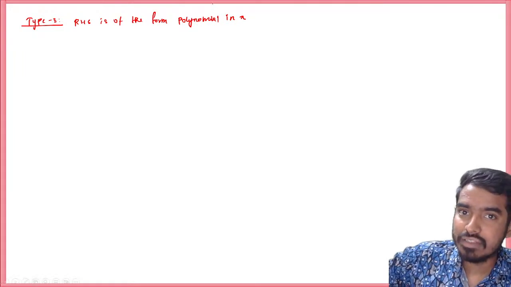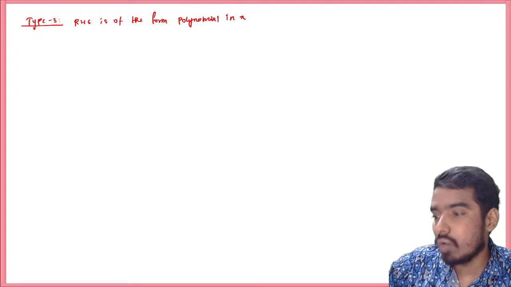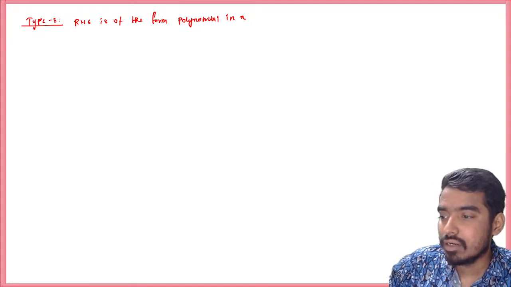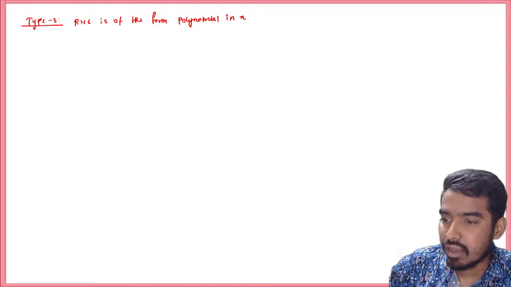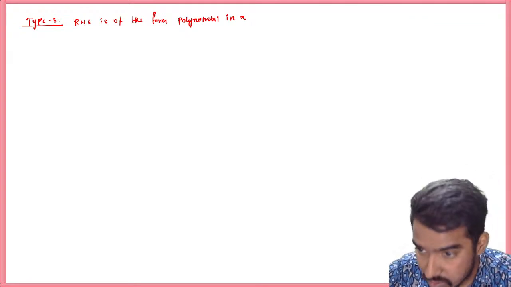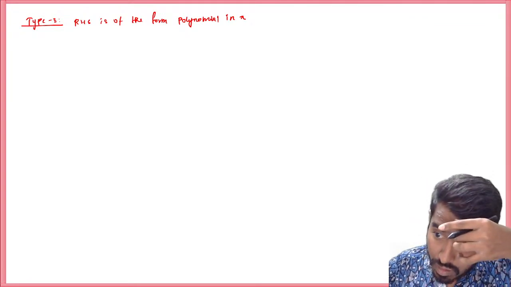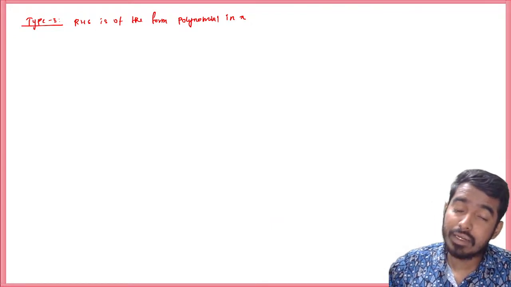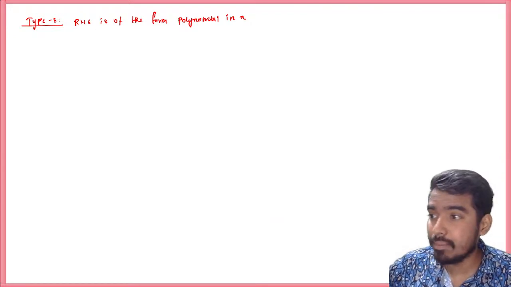So type 0 is RHS is 0. Type 1 is e power ax. Type 2 is sin ax or cos ax. And type 2 is sin x or cos x. Type 1, type 3, right? Okay.